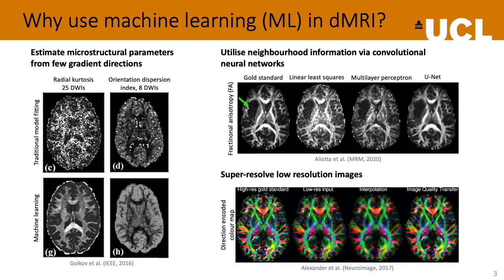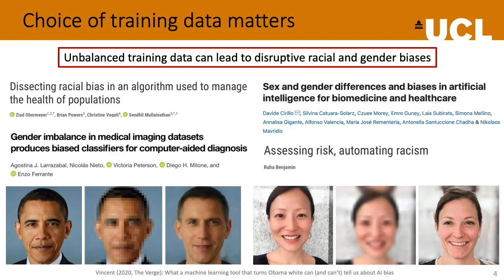Machine learning is an exciting tool that may be used to shorten measurement times by reducing demand on the number of gradient directions or the spatial resolution acquired when scanning. However, supervised machine learning requires training data in order to learn the relationship between inputs and outputs. There are many compelling examples in healthcare technology and beyond that demonstrate that in the absence of balanced training data, machine learning can propagate disruptive biases such as discrimination by race and gender.